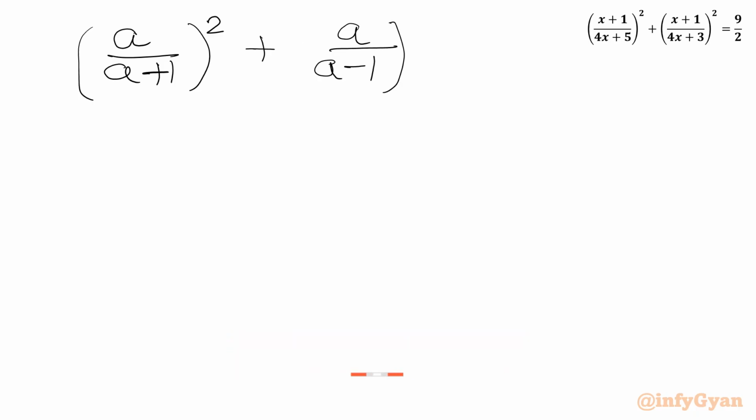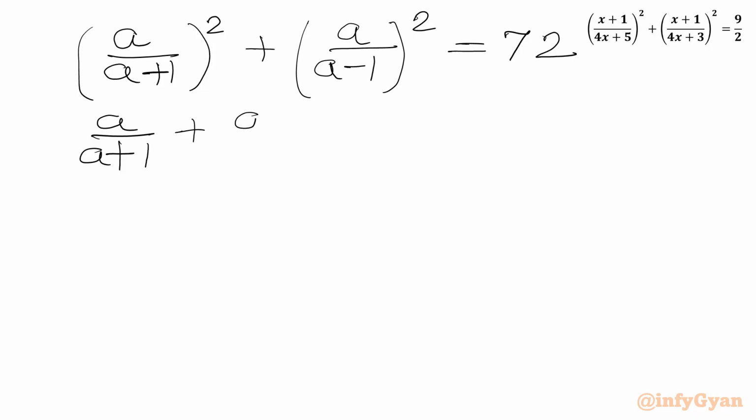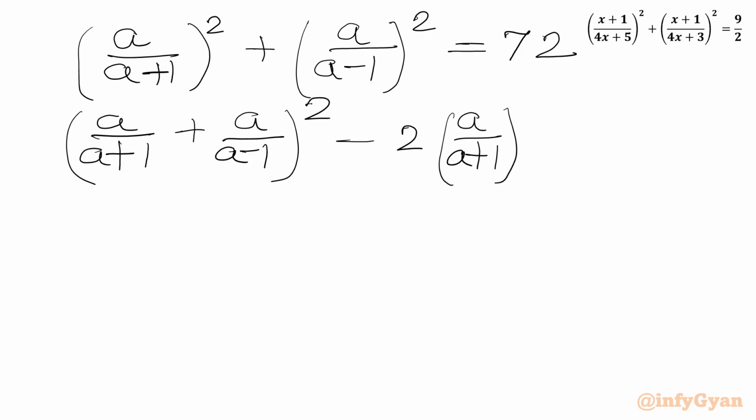I will write a over a plus 1 whole square plus a over a minus 1 whole square equal to 72. So I can write here a over a plus 1 plus a over a minus 1 whole square minus 2 times a over a plus 1 times a over a minus 1 equal to 72. That is a plus b whole square minus 2ab.